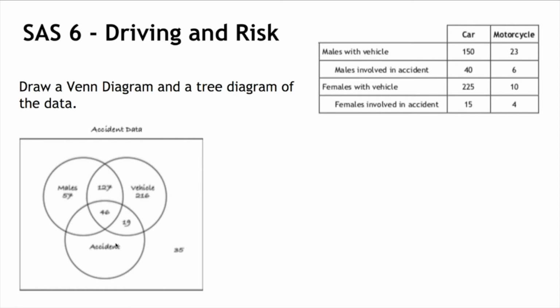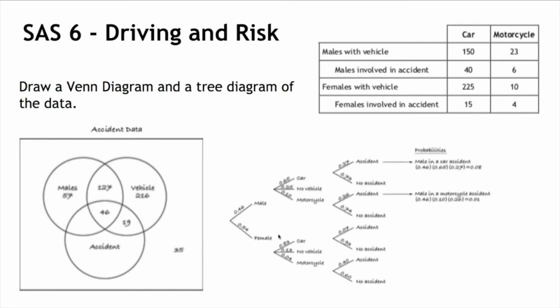If we add up all the numbers, we subtract the sum of the vehicles, 173 males and 235 females, from 500, and that should give us 35. And that's how we get that information.